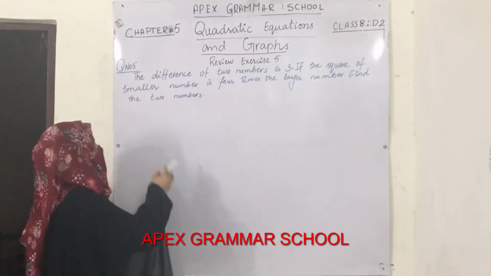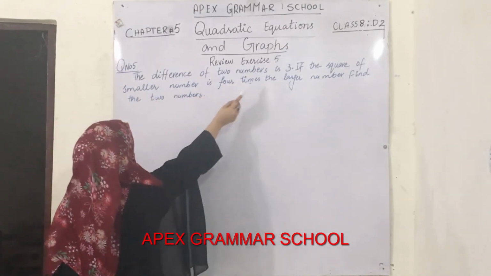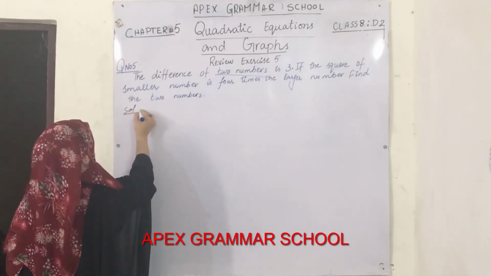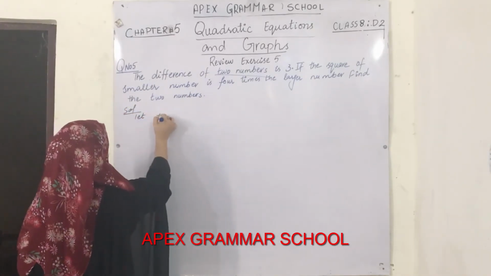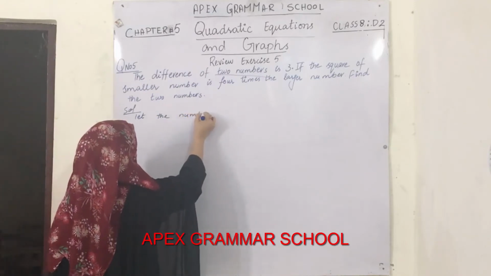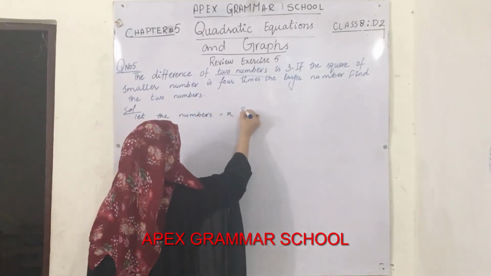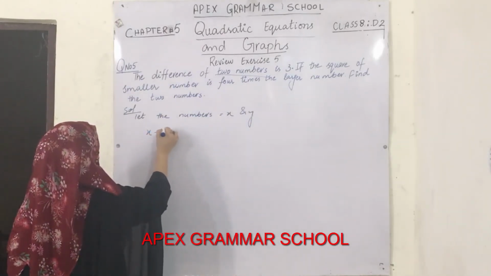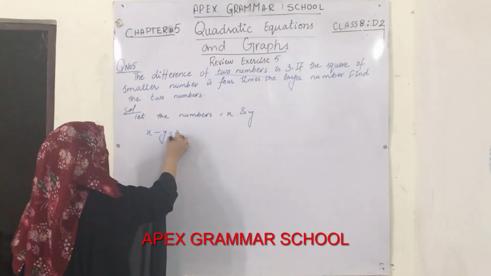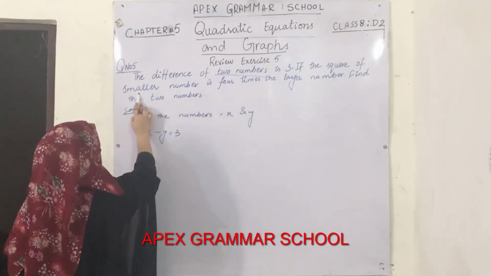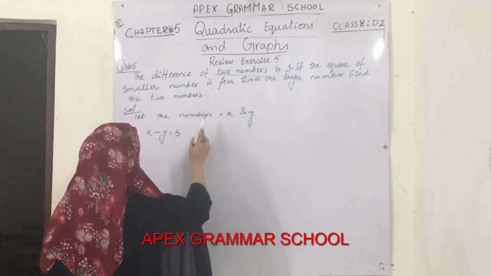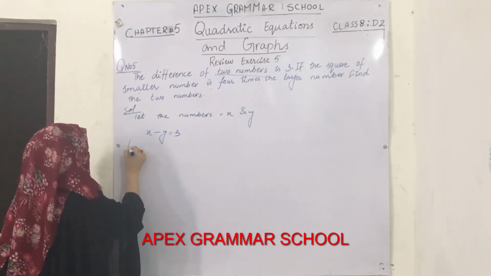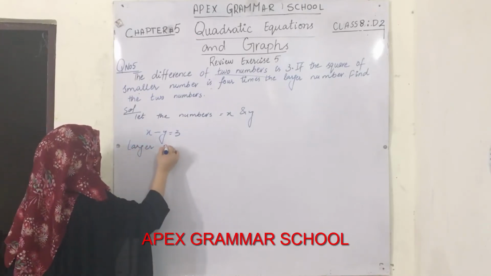Question number 5. The difference of two numbers is 3. So we are talking about two numbers. Let the numbers be x and y. We are given that the difference is 3. By difference we mean when we subtract them, we get 3. The square of the smaller number is equal to 4 times the larger number. Definitely when we are taking the difference, we mean larger minus smaller, which means our larger number is x.